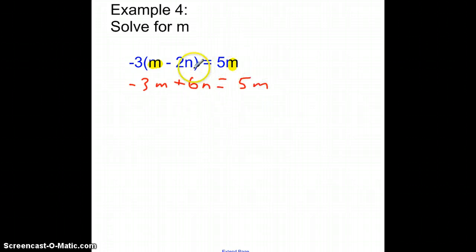Okay, we've got to combine our m's here. So what I'm going to do is I'm going to bring this negative 3m over to the right. Since this 6n's over here, there's nothing else over here. It'd be one less move. If I bring this 5 over, then I've got to bring the 6n to the other side. So I can make it one less move. It's negative 3m here. Go plus 3m to both sides.